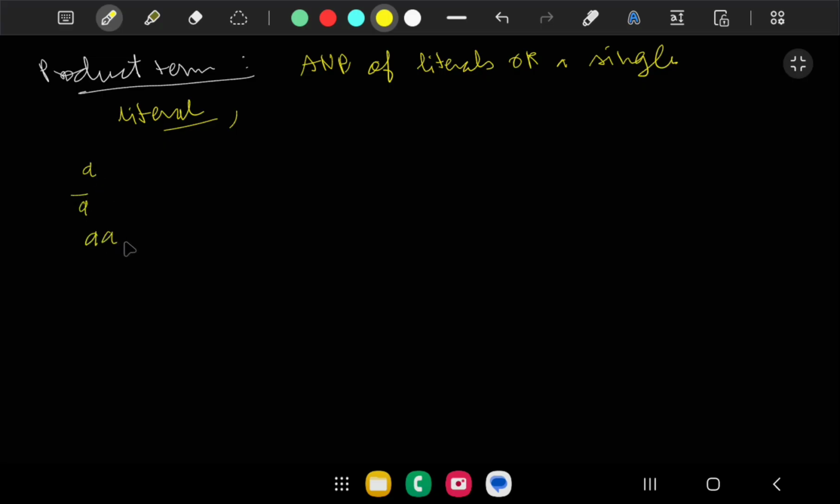And of literals, or a single literal. This is the definition of product term. For example, this is a product term. This is a product term. All of these are product terms.